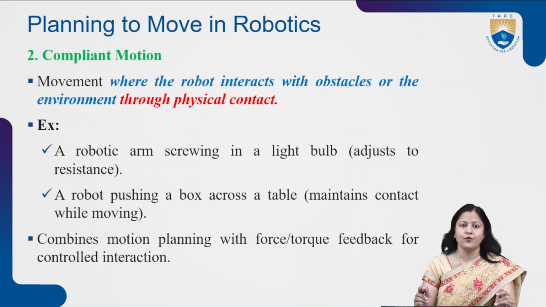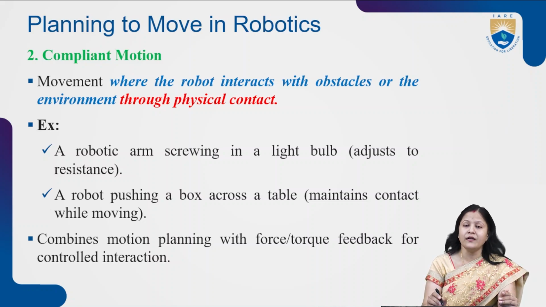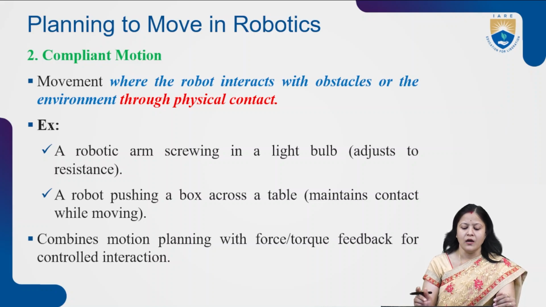Compared to point-to-point, there is one more, that is compliant motion, which is the opposite of point-to-point. Here the robotic movement is done where the robot can interact with the obstacle or the environment through physical contact. Without interacting with the obstacle, the robot cannot perform the action. That is why it is called compliant motion. For example, a robotic arm screwing in a light bulb, or a robot pushing a box across a table. Whenever a robot pushes a box across the table, definitely the robot's arm needs to touch the box and slide it on the table.